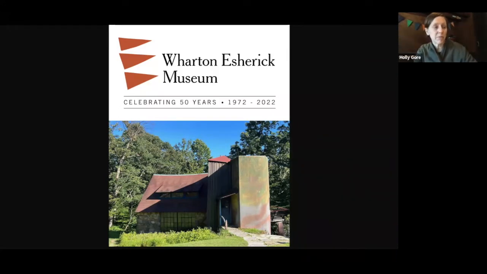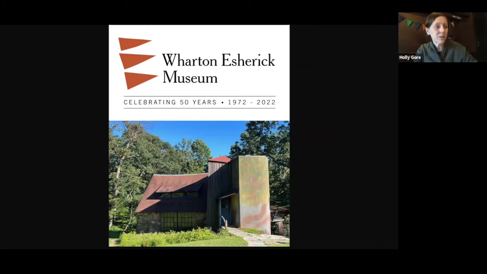They did this to help him financially. And also they explicitly said that this was with the idea that the studio would one day become a museum. After Wharton Esherick died, Ruth and Bob moved to the property, and they converted a workshop building that was near the studio into their home.